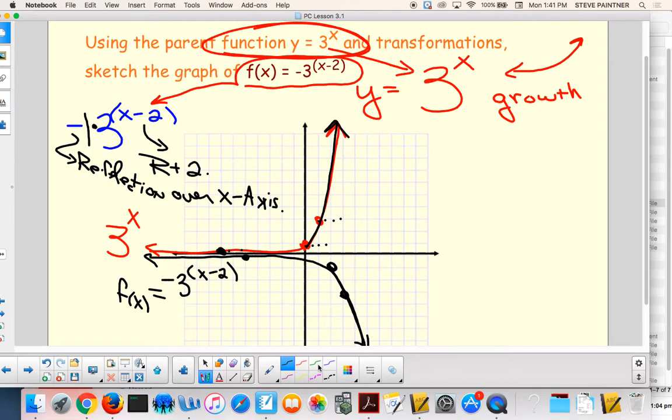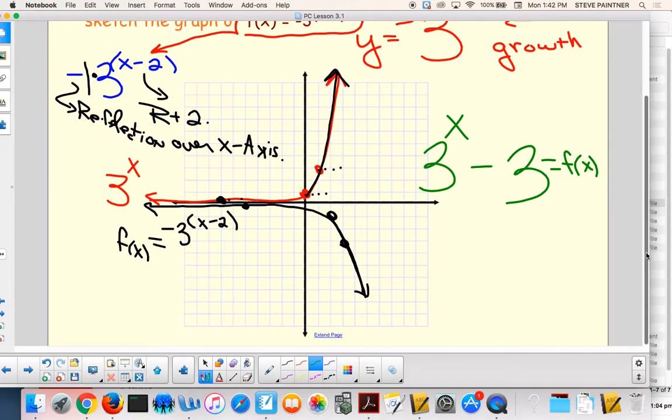All right, here, quick. I want this. What's this going to look like? Who wants to tell me? 3 to the x minus 3 in the back. Down 3. Okay, well then move this parent down 3. Where does this go? 1, 2, 3. Where does this one go? 1, 2, 3. Okay, and you know it's just growth. It's going up. But here's the deal. What's the horizontal asymptote going to do? It's going to go down 3.